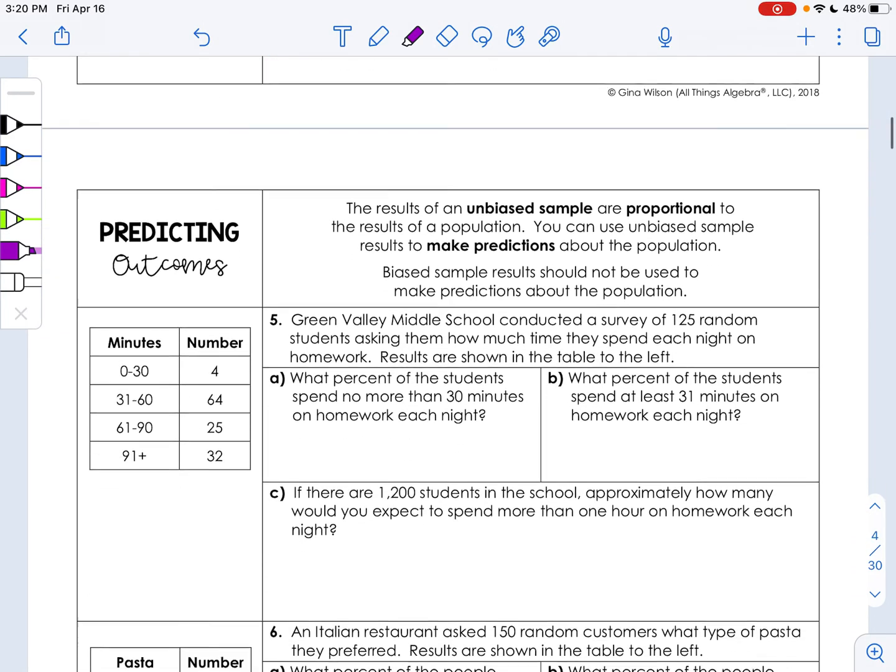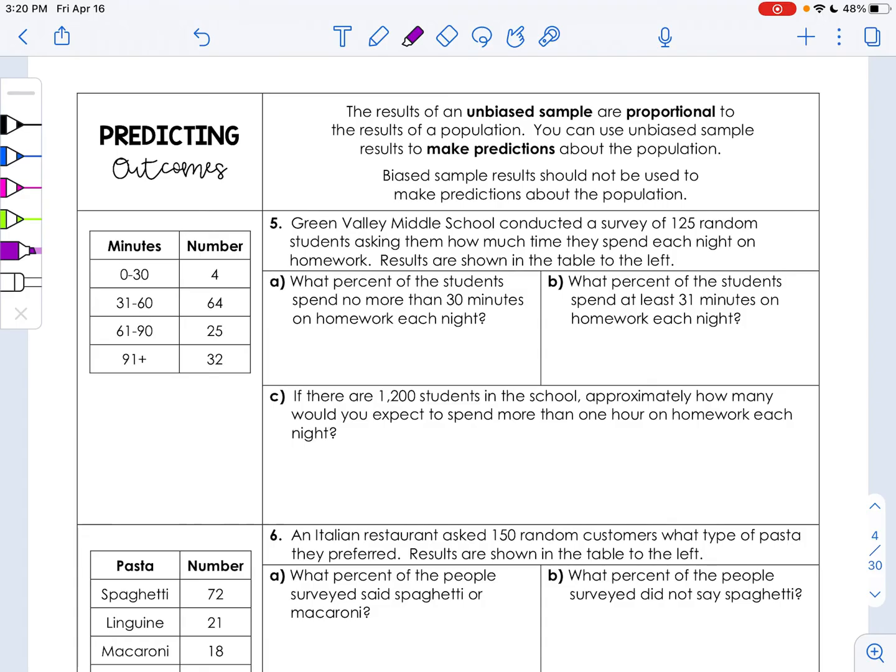Now, one thing we can do with our samplings of statistical data is we can make predictions. The results of an unbiased sample are going to be proportional to the results of the population. You can use an unbiased sample to make predictions about the whole population. A biased sample is not going to be good for making a prediction. So you only want to make predictions based off of unbiased samples.